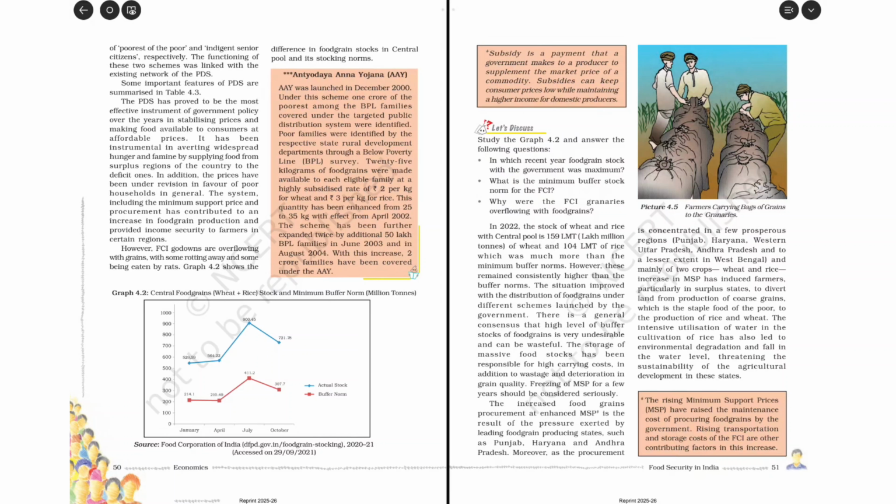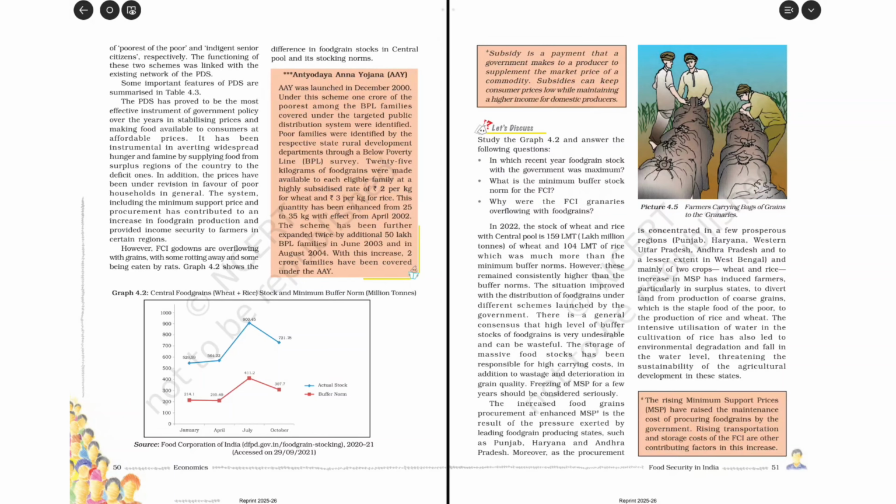The increased food grains procurement at enhanced MSP is the result of the pressure exerted by leading food grain producing states, such as Punjab, Haryana, and Andhra Pradesh. Moreover, as the procurement is concentrated in a few prosperous regions, Punjab, Haryana, Western Uttar Pradesh, Andhra Pradesh, and to a lesser extent in West Bengal, and mainly of two crops, wheat and rice, increase in MSP has induced farmers, particularly in surplus states, to divert land from production of coarse grains, which is the staple food of the poor, to the production of rice and wheat. The intensive utilization of water in the cultivation of rice has also led to environmental degradation and fall in the water level, threatening the sustainability of the agricultural development in these states. End quote.